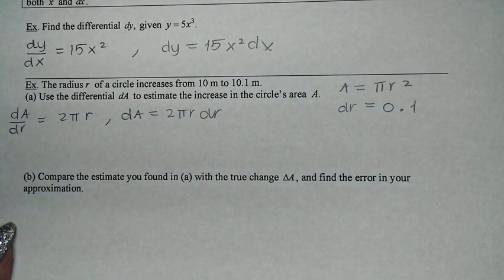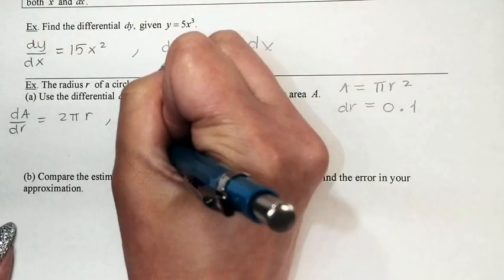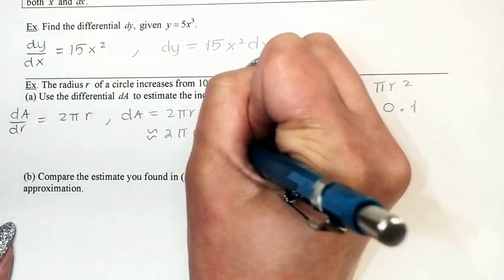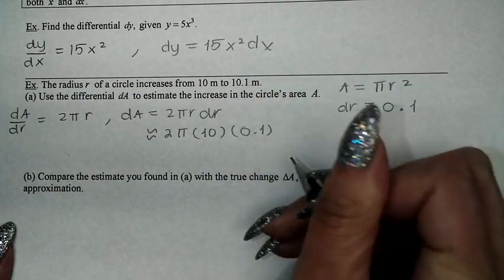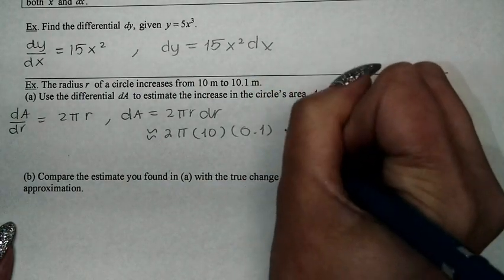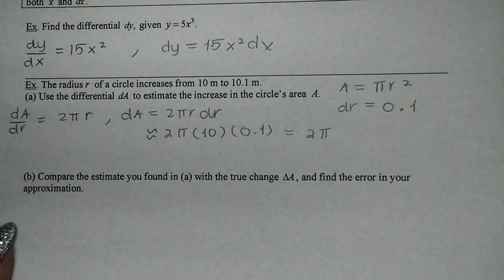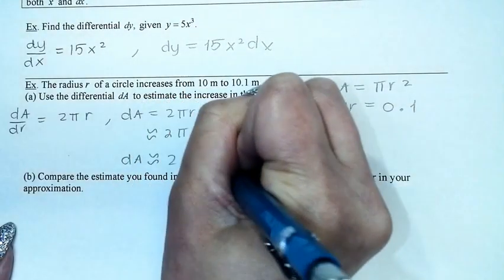Now, ask yourself, do we have all the pieces of the puzzle? And the answer is yes, we do. So, our approximation here is going to be 2 pi times r, which is 10, times dr, which is 0.1. So, this is really nice. Why? Because you have that this is 2 pi. This is your estimation. So, dA is roughly 2 pi. This is an estimation again.